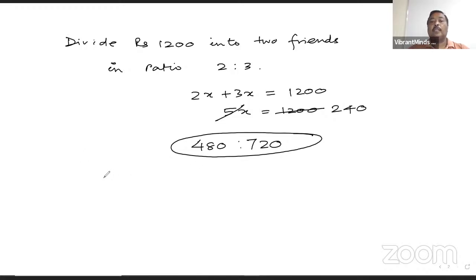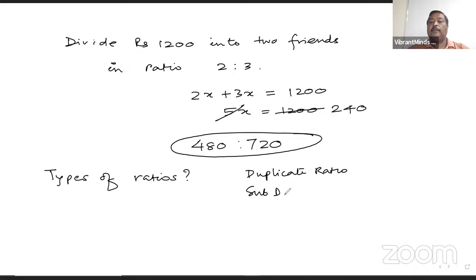Again, types of ratios. See, first we will deal with all the theory, and then we will move to questions. Types of ratios. So there are basically 4 types. That is duplicate ratio, sub-duplicate ratio.